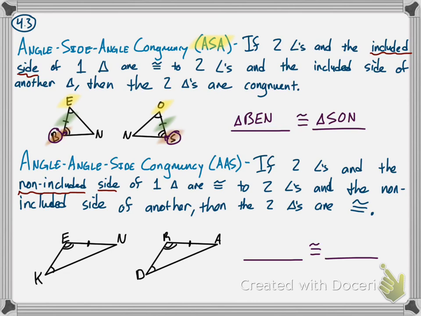So here we have K and D as our first pair of angles. We have E and R as our second pair of angles. And then here, our side that matches up, they are non-included, meaning they are not between the 2 angles.